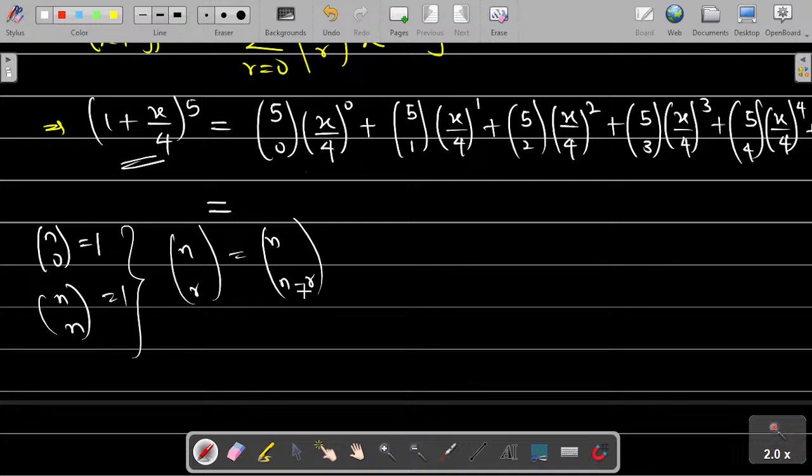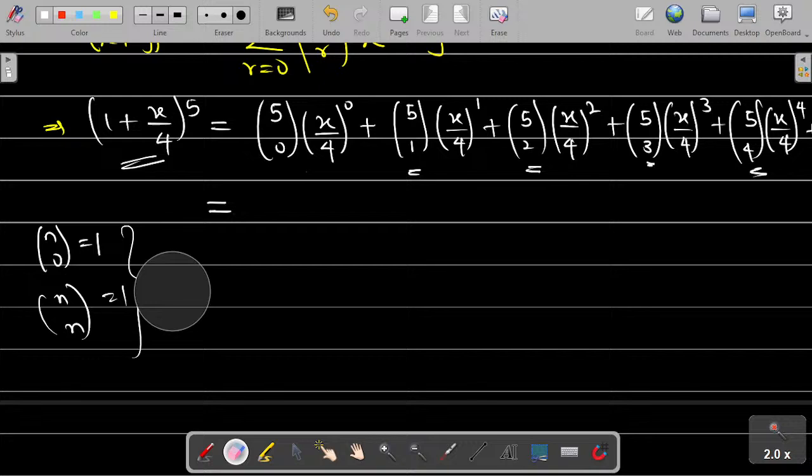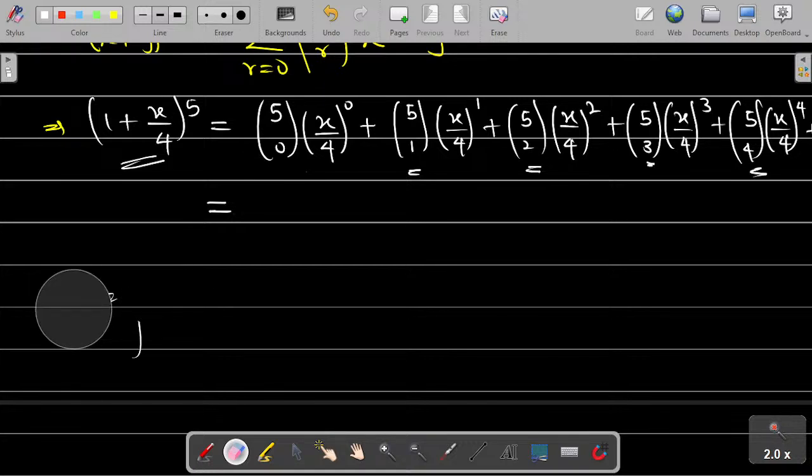An instance is that 5 combination 2 is actually equal to 5 combination 5 minus 2, which is 3. So for example here, this is going to be equal to this, and this one is going to be equal to this one. That's what we call complementary combinations. The reason for that is that it will help you to easily simplify your combinations whenever you have combination problems.